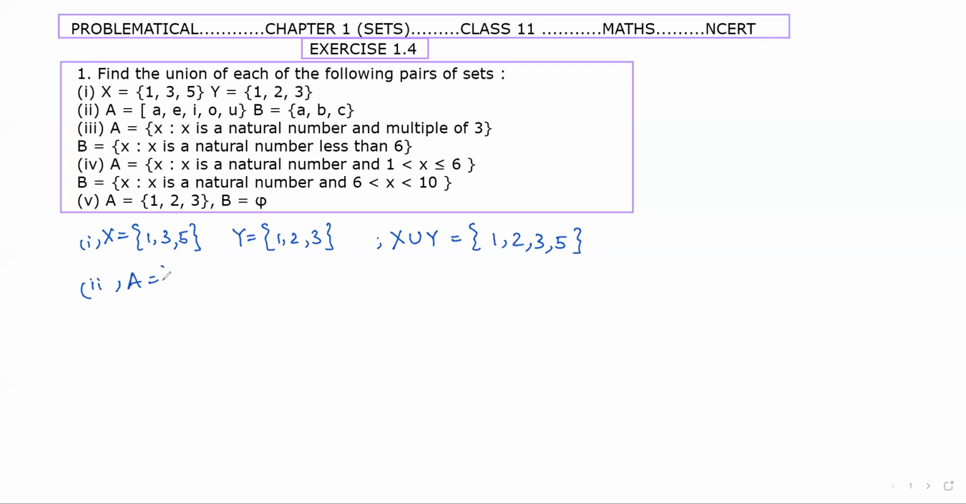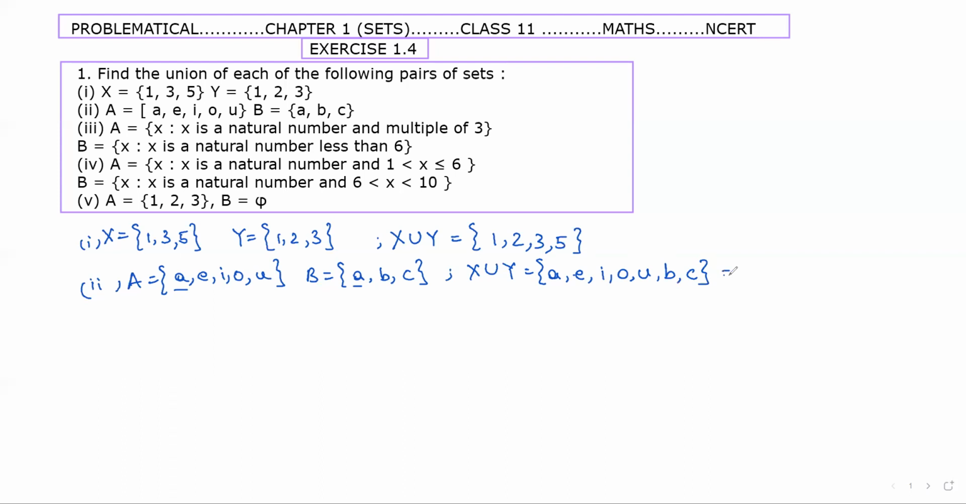Second, A is equal to a, e, i, o, u and B is equal to a, b, c. Another approach you can take is write all the elements of either one of the two sets. Writing all the elements of A because they are a larger number, there are 5 elements of A: a, e, i, o, u. And then write all those elements in B which are different from A. So a is common, it's already mentioned, leave it. b and c are not mentioned in A, so I'll write just b and c, and be done with it.